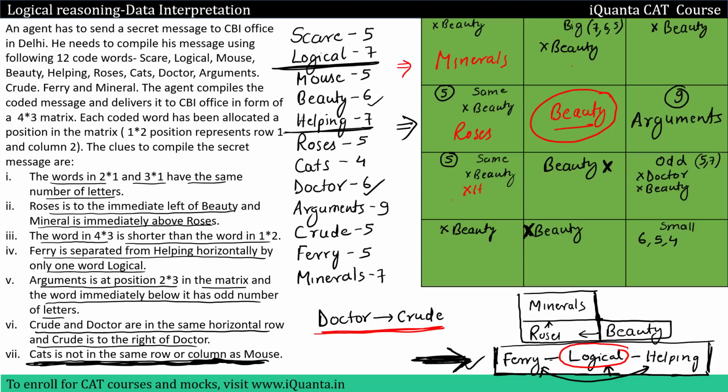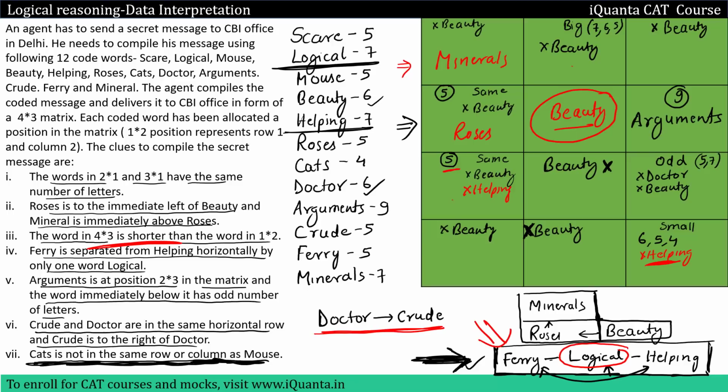Now I know that I cannot have helping over here. Why? Because only a 5-letter word can come over here. I cannot have helping over here. Why? Because helping is a 7-letter word. If this is a 7-letter word, I should have a word having more than 7 letters at this particular position according to this clue.